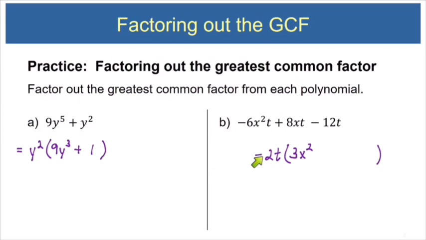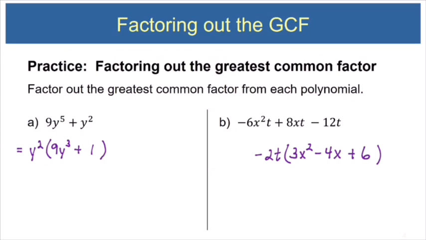Okay, now for our next term, negative 2t times something has to give us positive 8xt. So I know that negative 2 times negative 4 would make positive 8, so I'm going to go ahead and put down my negative 4. And now I already have my t here, but I need an x right here. Okay, so now negative 2t times negative 4x would make positive 8xt, which is what we wanted. And for our third term, we know that negative 2 times positive 6 will make negative 12. So negative 2t times positive 6 will make negative 12t.